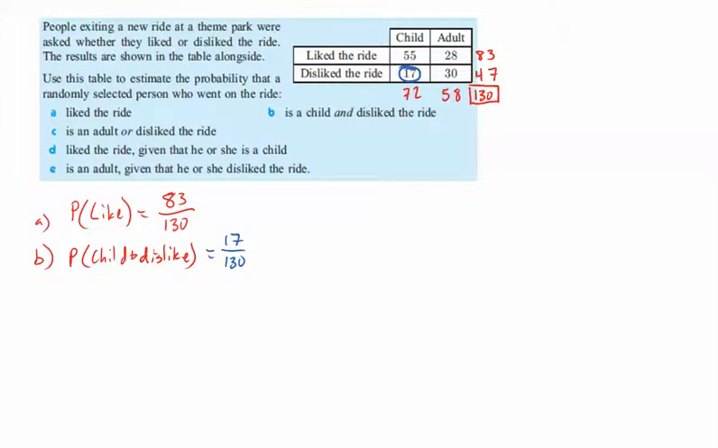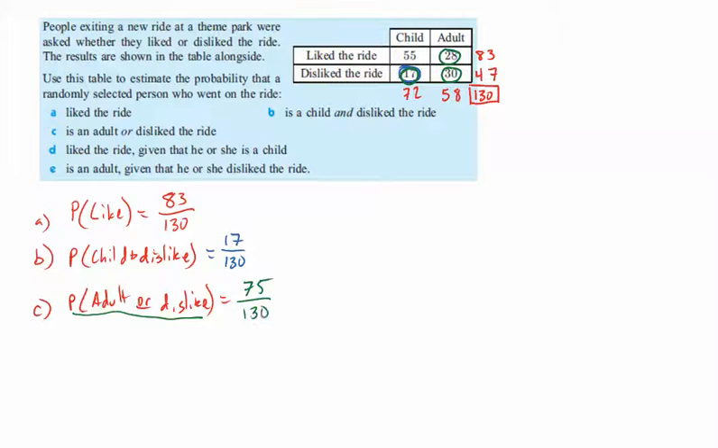So now let's look at letter C. Is an adult or dislike the ride? So C, we want the probability of adult or dislike. Okay, so we go up and we say, okay, which ones of these is an adult or dislike? So these guys are adults. This guy is dislike. And so we need to add all those up. So that's going to be 58 plus 17, which will be 75 over 130.